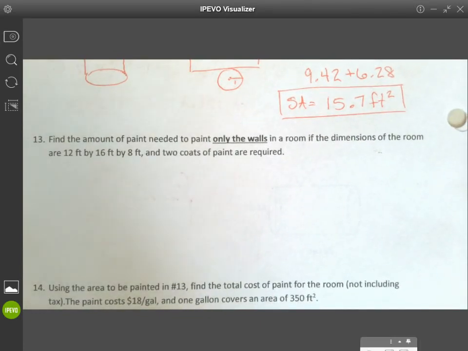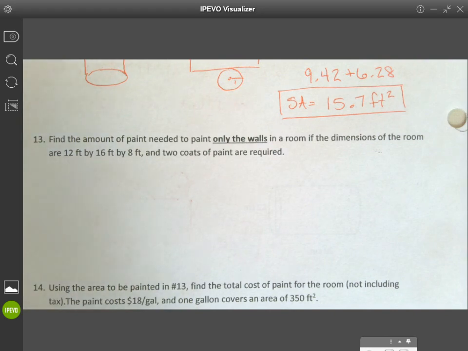One, you're only painting the walls, so what are you not painting? The ceiling and the floor. We're not talking about windows. We're just pretending it's like a closed-in room, no windows, anything like that. Next, how many coats of paint are you doing?